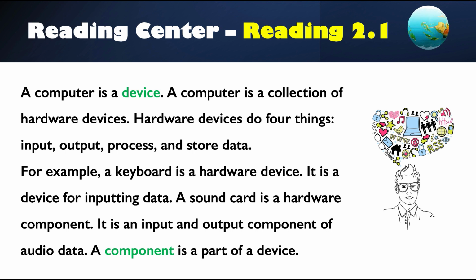A computer is a device. A computer is a collection of hardware devices. Hardware devices do 4 things: input, output, process, and store data. For example, a keyboard is a hardware device. It is a device for inputting data. A sound card is a hardware component. It is an input and output component of audio data. A component is a part of a device.